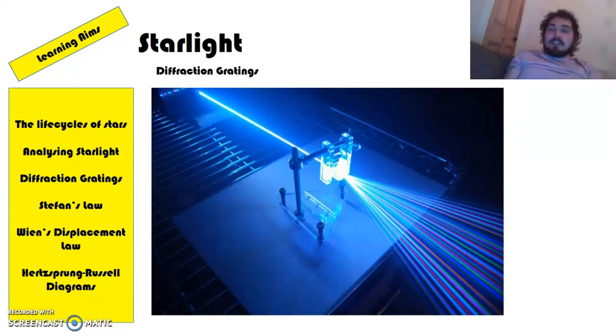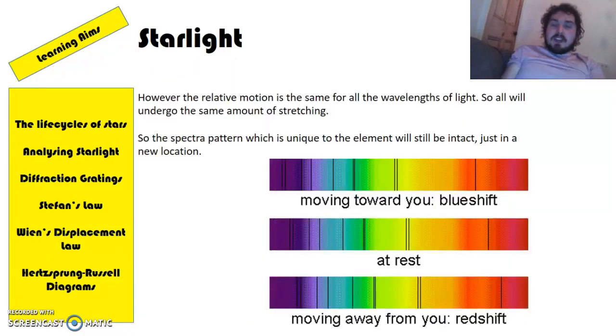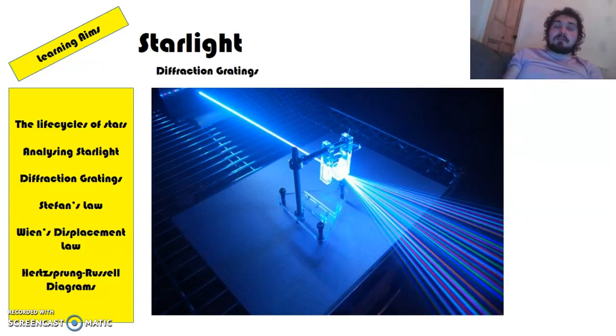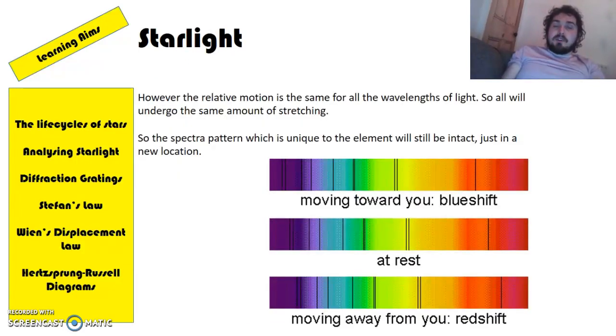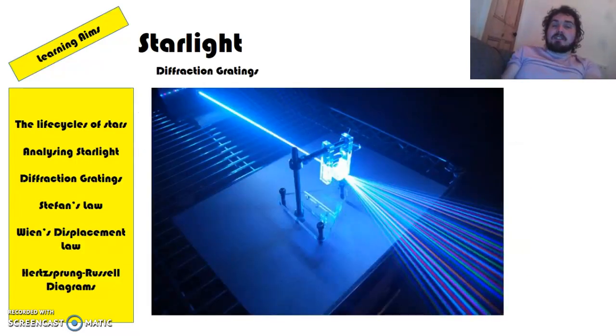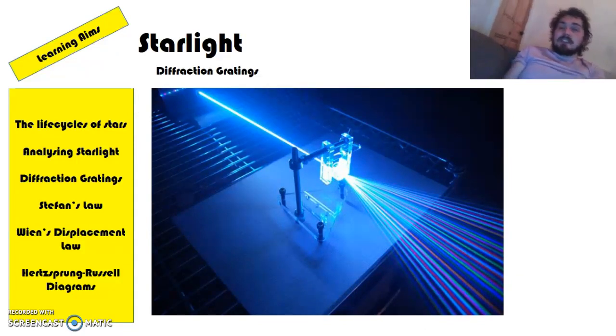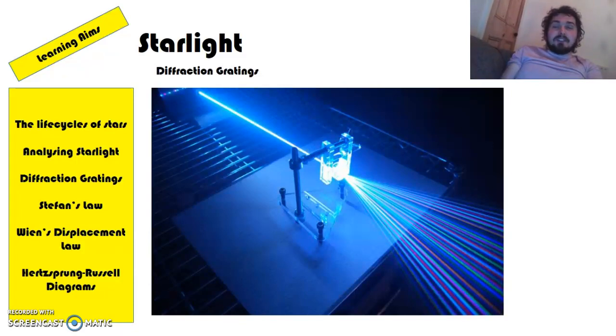So diffraction gratings. This is our way of taking light that comes from a star and turning it into a big spectrum like that. And the way we do that is to use a diffraction grating. What a diffraction grating does is it takes advantage of the property of light to diffract by different angles depending on its wavelength. So different wavelengths of light, of which white light is made up of many, many different wavelengths.